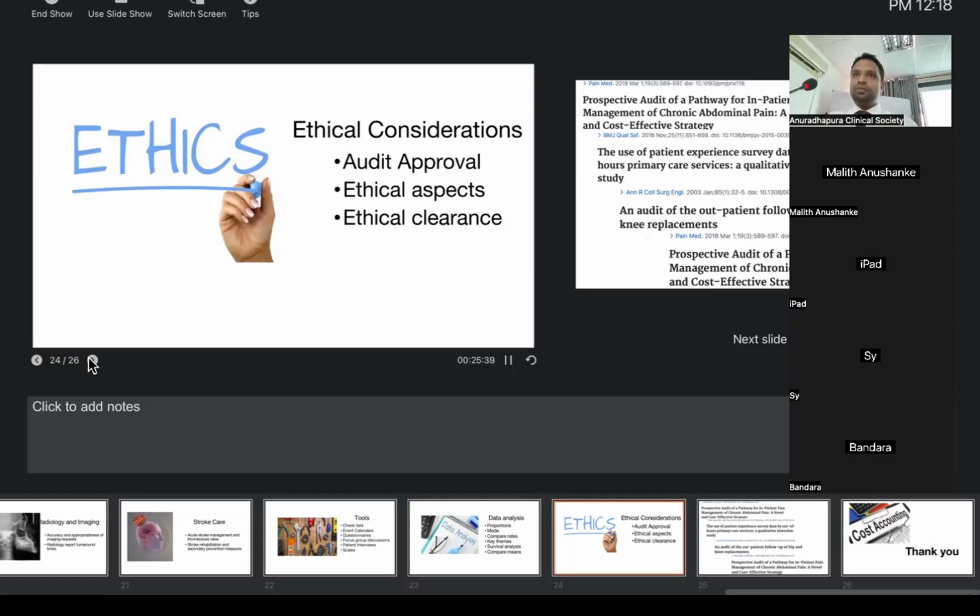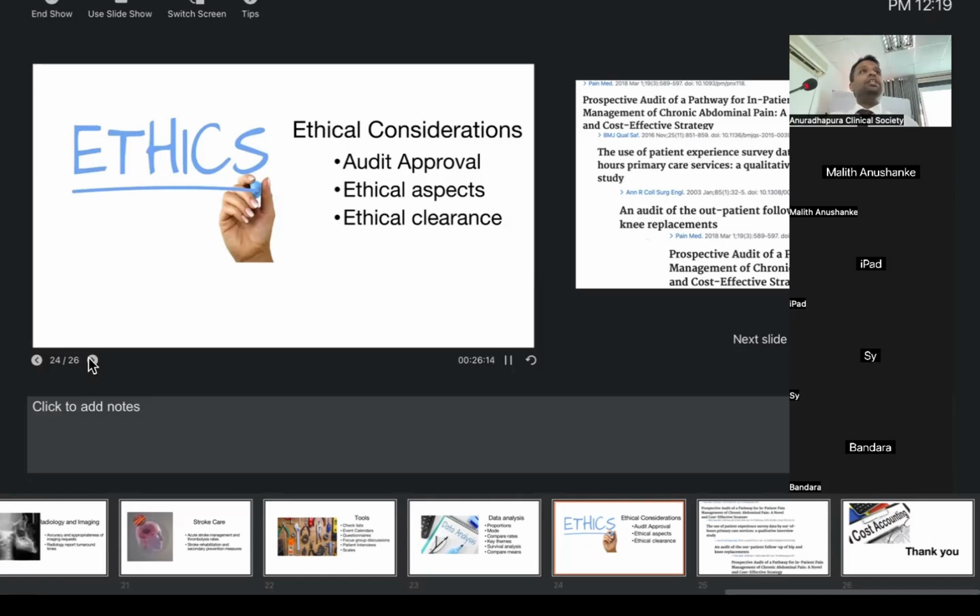Generally, if you are doing an audit just to improve the quality of care and not for publication, you can think about the different ethical aspects. You can think about whether you are going for informed written consent, informed consent, or some other consent. But if you need to publish it, it's better to get the ethical clearance from the ethics committee of the faculty or whatever the ethics committee is.